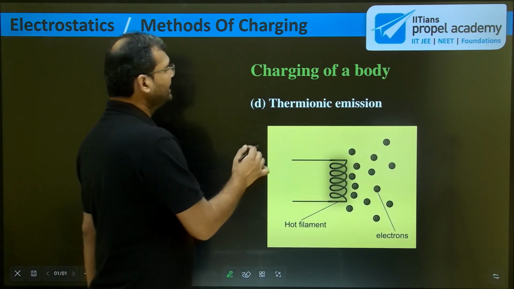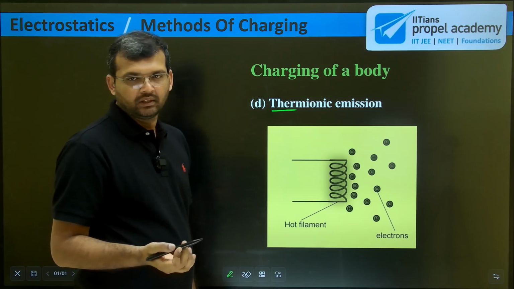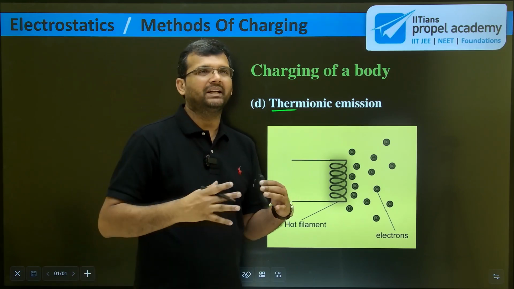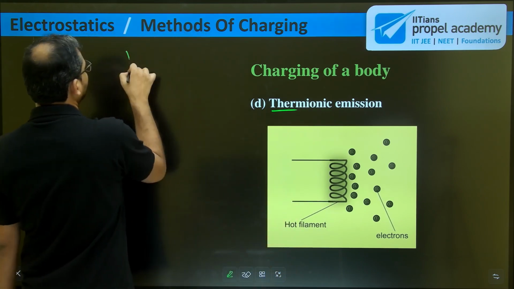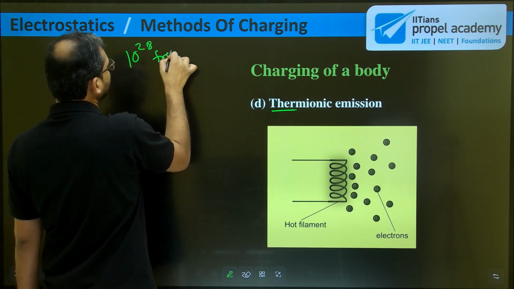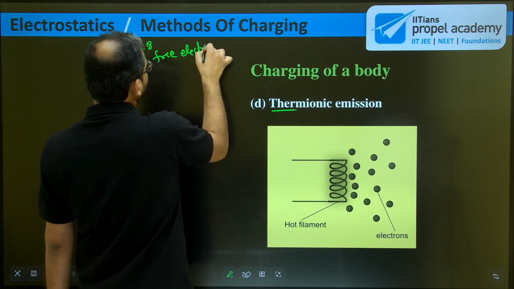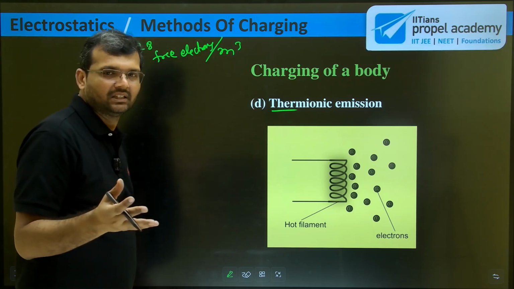Now, thermionic emission. Thermo means temperature. You increase the temperature of a metal. Metal will have a very big number of free electrons, I think approximately 10 to the power of 28 free electrons per meter cube, I guess. This is a rough estimation, may not be exact. What do you mean by that?